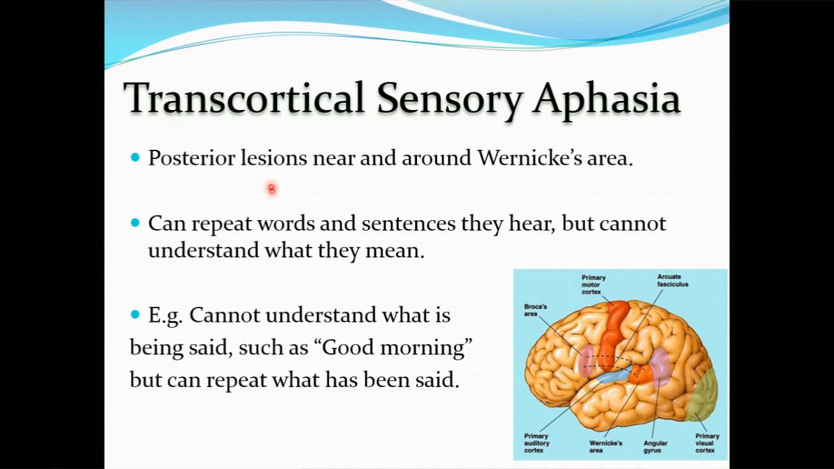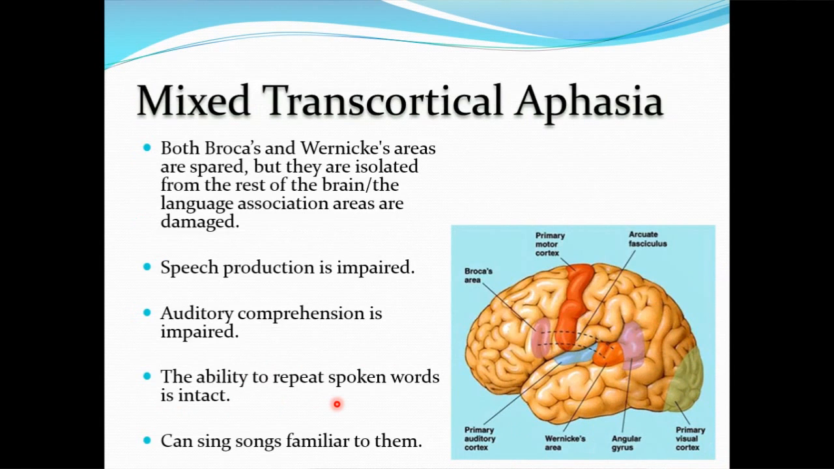Transcortical sensory aphasia is where there are posterior lesions near and around Wernicke's area, so around that area. People can repeat words and sentences because the arcuate fasciculus is intact, but they can't understand what they mean. So they cannot understand what is being said, such as good morning, but they can repeat it. So again, if you say good morning and they say good morning, you don't really know if they're just repeating what you've said or if they're actually understanding you.